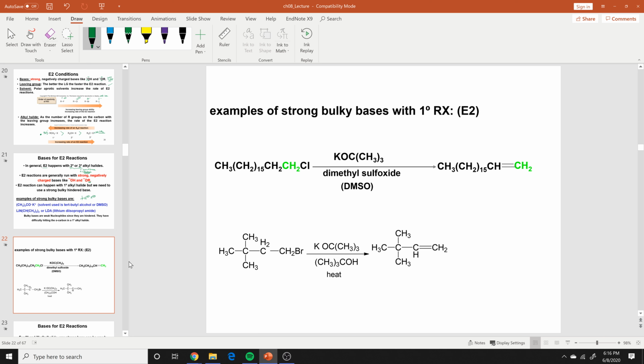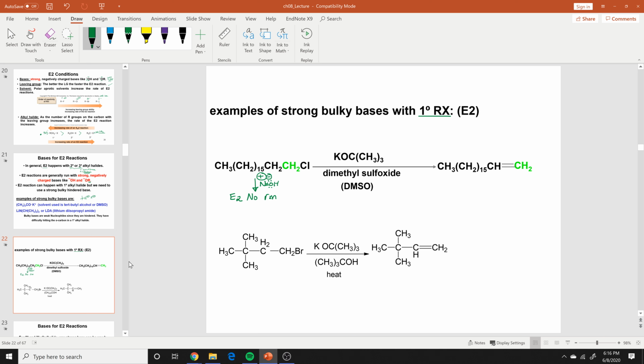Examples of strong bulky bases. So with a primary alkyl halide, you need to use a bulky base to have a reaction. So let's say if I use that primary alkyl halide and I'm reacting it with sodium hydroxide, this is a strong small base. So it will end up having no reaction, no E2 reaction. There is no E2 reaction in there.